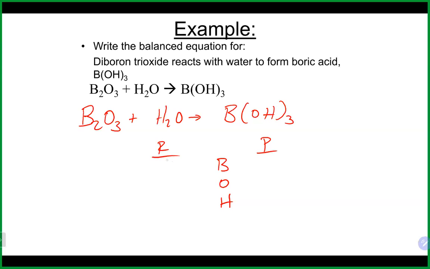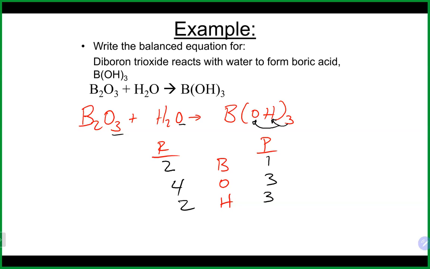Okay, so boron on the left here, we got 2. We do have 1 on the right. Oxygen on the left, we got 3 there, plus 1 more makes us 4. On the right, this 3 does get distributed into anything in the parentheses there. So that would give us 3. And lastly, for hydrogen, we got 2 on the left. And once again, distributing that 3 in there would give us 3. Not much to work with here.